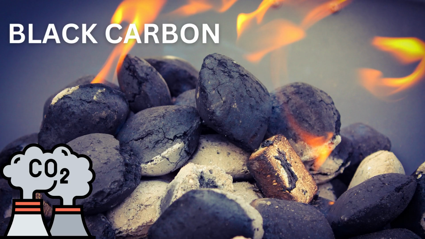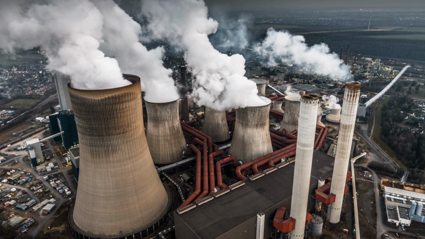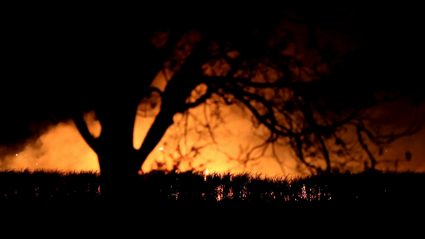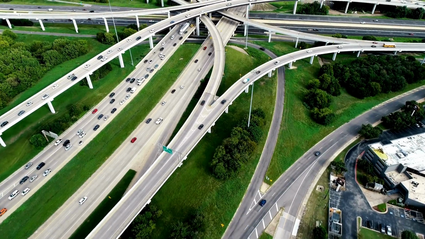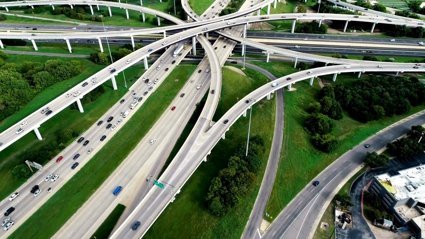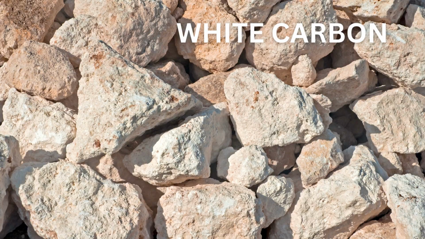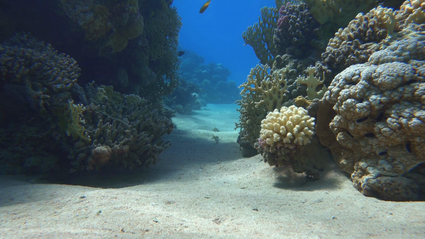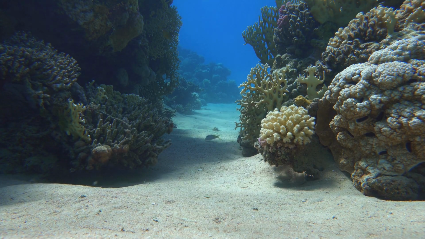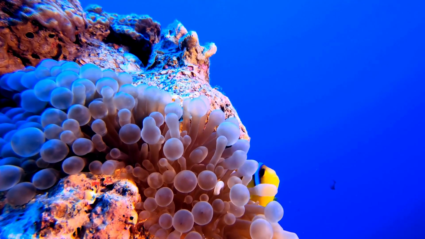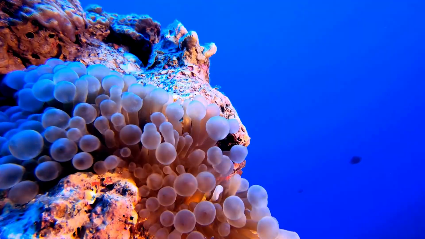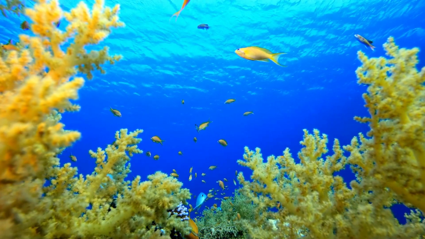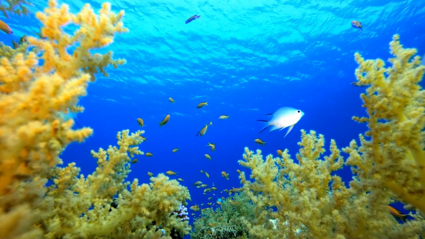Black carbon refers to the soot and other particles created by the burning of fossil fuels and other sources, such as wildfires. Black carbon contributes to climate change by absorbing solar radiation and warming the atmosphere. White carbon refers to the carbon that is stored in limestone, coral reefs, and other calcifying organisms. These areas are important carbon sinks that also provide other ecological benefits, such as reef systems that are vital for marine life.